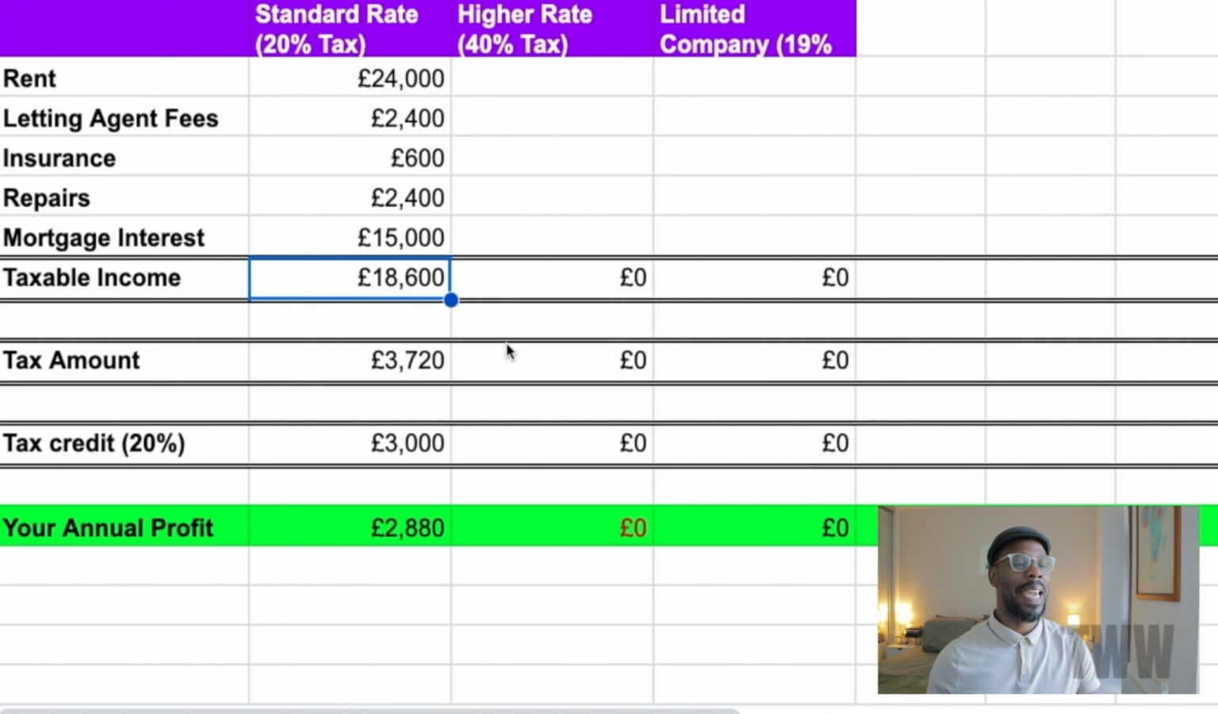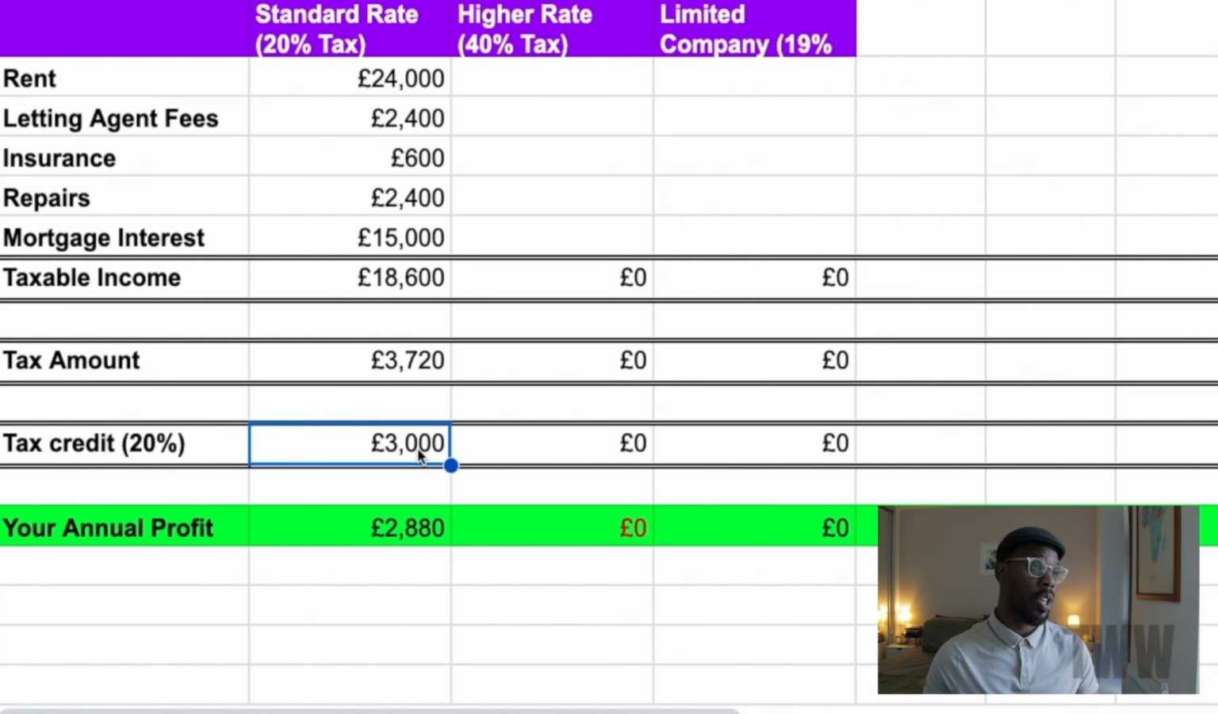In layman's terms, all you've got to understand is that you pay a lot more tax in the UK under the new laws that came in some years ago. So in the UK right now, the amount that tax is calculated on is your rent minus your costs of operating a buy-to-let property, so letting agent fees if you have them, insurance, repairs, but not your mortgage interest payments, okay? I hope you're all with me. So you're going to be charged 20% of this amount, which is £3,720.